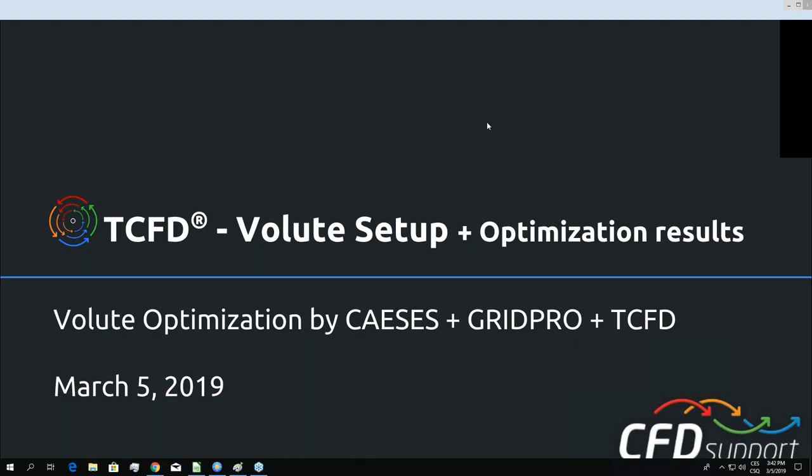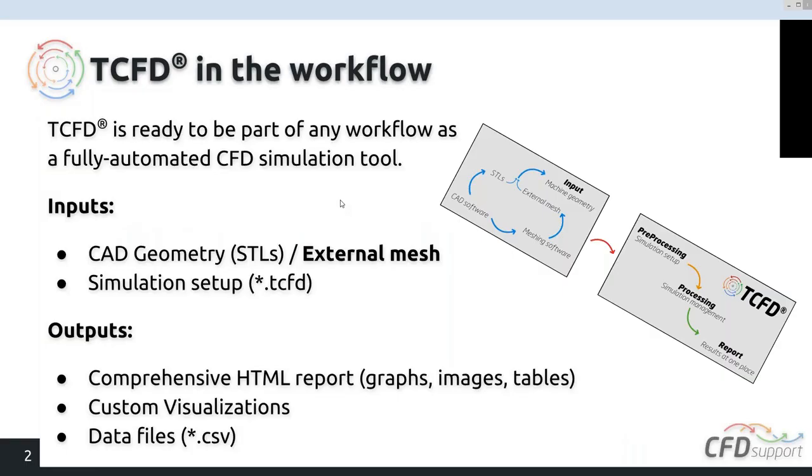So what is important is that TCFD is ready to be part of any workflow as a fully automated CFD simulation tool. So for that purpose, to be run in an automated way, it needs as an input either CAD geometry, and the mesh is generated inside, or to use some advanced meshing tool. So external meshes can be imported, as in this particular case. The second input is the preset simulation setup file, the so-called TCFD file, which contains all the necessary parameters for the TCFD simulation. And because it is automated, it automatically exports the outputs.